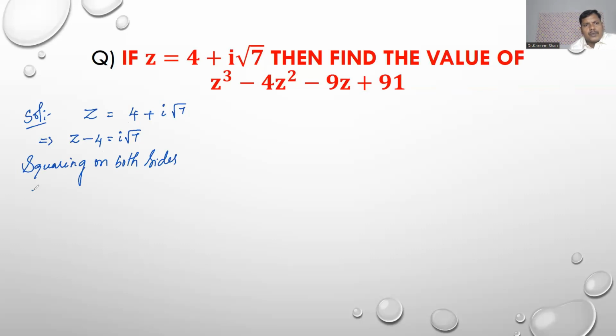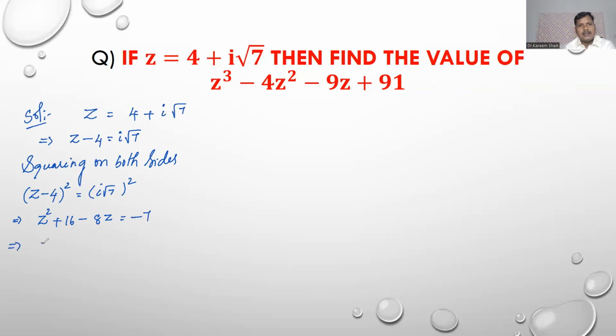What do we get now? (z − 4)² = (i√7)², right? Now (z − 4)² means z² + 16 − 2·z·4, which is z² + 16 − 8z, equals to i² is −1, and √7 squared means 7, so −7.